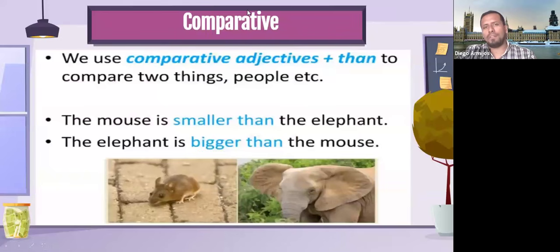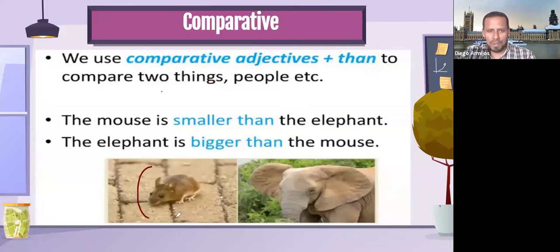The first thing we have is comparative. We use comparative adjectives plus than. This is very important, guys. When you are talking about comparisons, you're going to have this word. It is like the keyword in comparisons, to compare things, people, cities, books, whatever you want to compare.